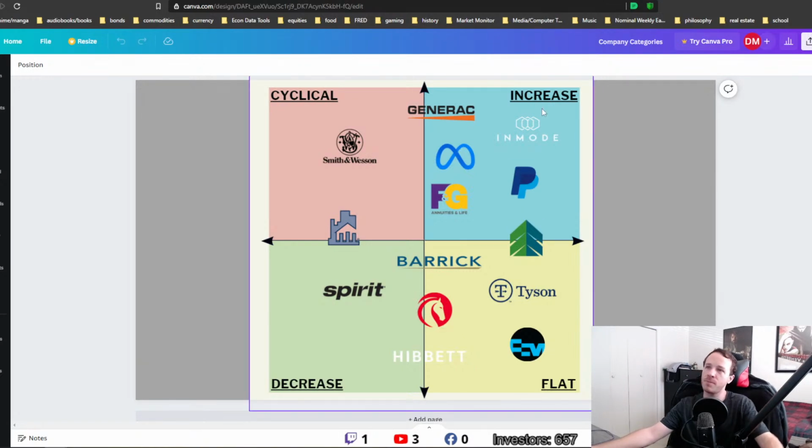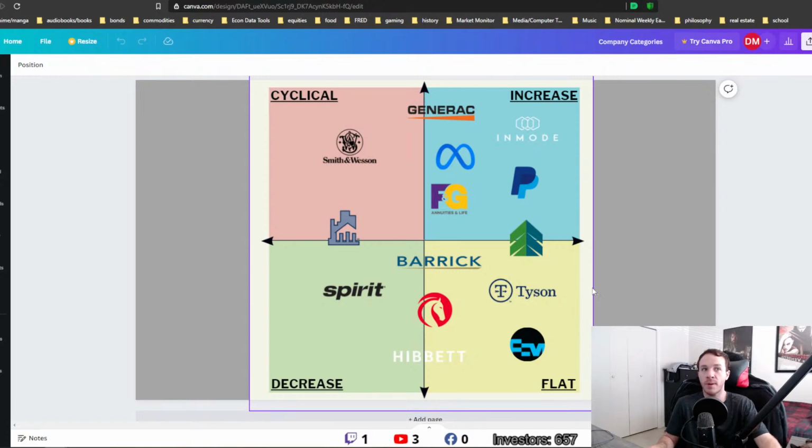But anyway, we have 4 categories that I chose to put it into: increasing, cyclical, flat, and decreasing. Obviously, increasing and decreasing are opposites of each other. Cyclical and flat are not necessarily opposites of each other. They're just contrary ways of acting. And we'll kind of get into the way I'm thinking about this.